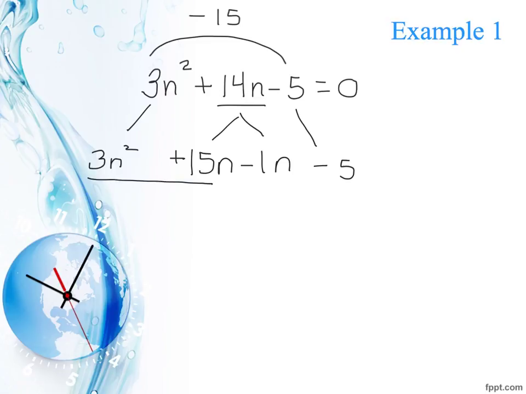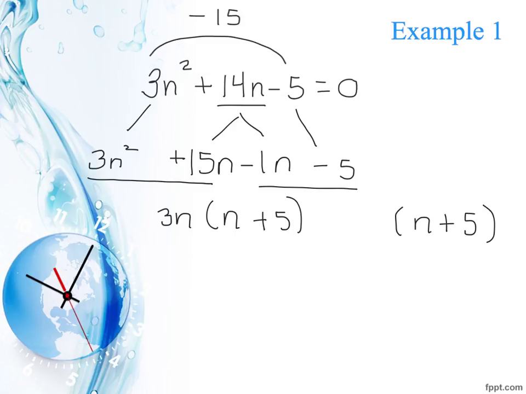And now we continue to use our grouping method. The greatest common factor of the first group there would be 3n. That would leave us with n plus 5, excuse me. Now remember, in the grouping method, if you have an n plus 5 in the first group, then you're going to have an n plus 5 in the second, if it's factorable, and it is. So what did I pull out of these two terms here to be left with n plus 5? Well, I pulled out a negative 1.